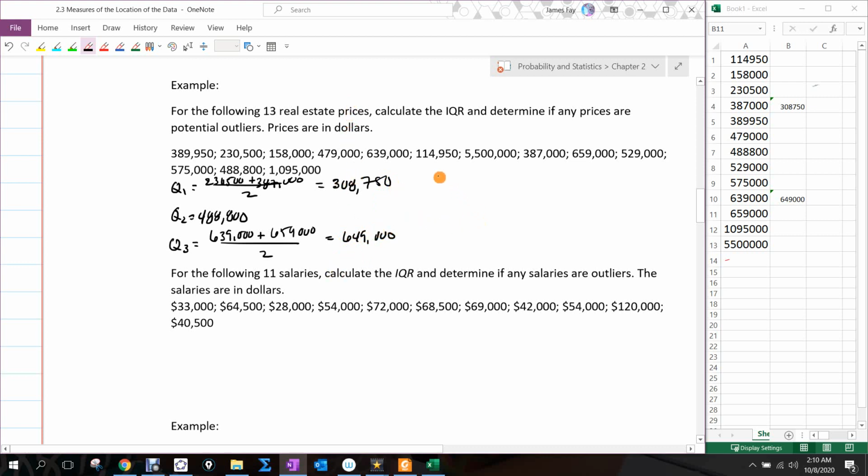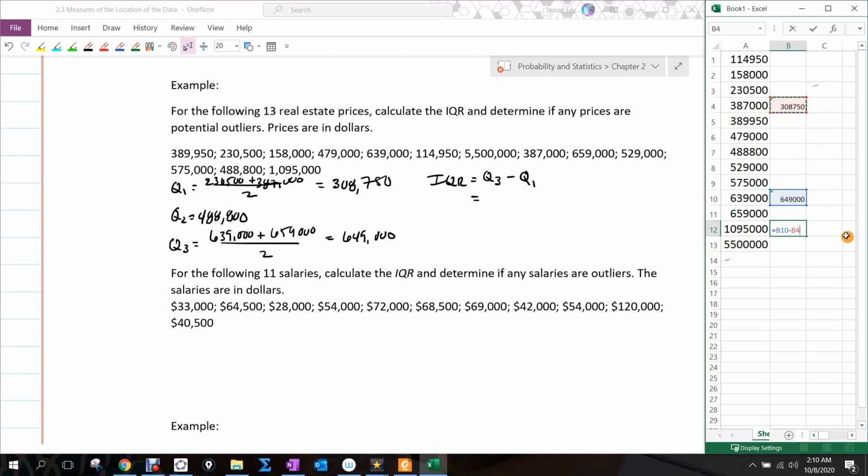Okay, so now when I want my interquartile range, that's taking Q3 minus Q1. Well, let's just do this here because all we gotta do is take this number minus that number. And my IQR now is 340,250.